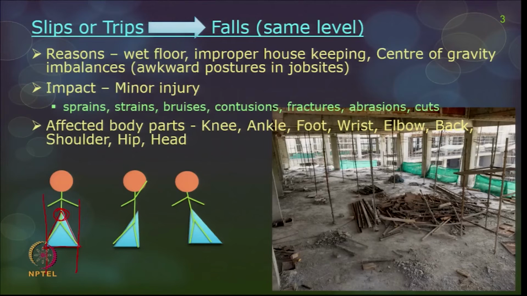Impact: generally, whatever has been reported so far as a result of falls on the same level is only minor injury, and we saw earlier what minor injury is in the first classes. It can be a sprain, strain, bruises, contusions, fracture and abrasions, whatever you want. Affected body parts can be any one of the body parts.